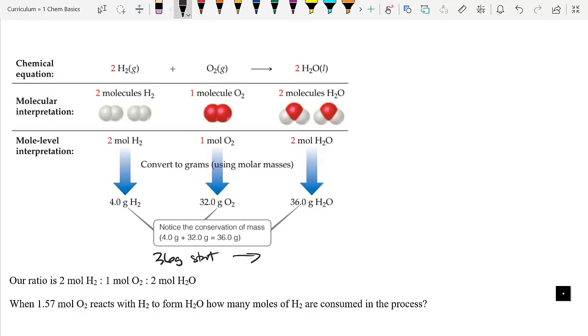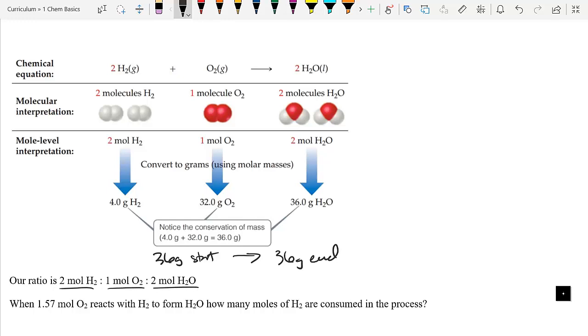And then in the end, you'll notice that we have 2 moles of water. That's 18 times 2, which is 36. So we also have 36 grams in the end. So we're obeying the law of conservation of mass. All of that just to get this idea that we have a ratio of 2 moles of hydrogen to 1 mole of oxygen to 2 moles of water.